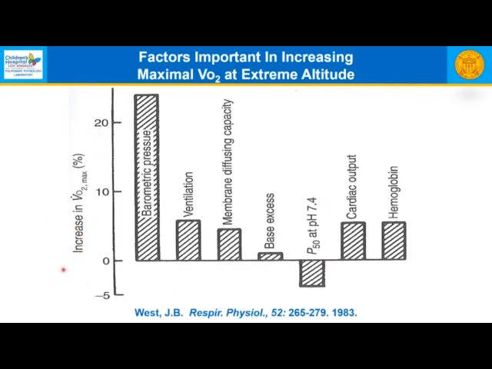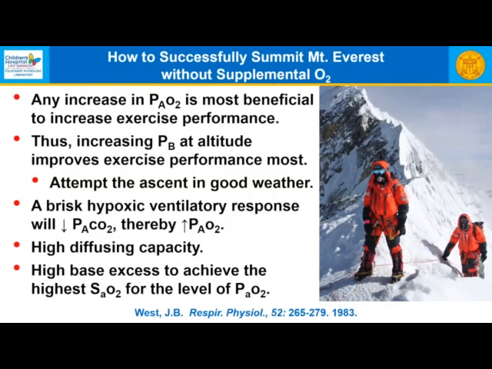So this is a percent of increase in VO2. Barometric pressure, obviously a huge influence. Ventilation. Membrane diffusing capacity now is more of an obstacle. Base excess, not much. pH actually improves things slightly. Cardiac output and hemoglobin. So all of these things improve maximal O2 consumption. The increased pH actually decreases O2 delivery slightly. So any increase in alveolar O2 is the most beneficial adaptation or acclimatization to increase exercise performance.